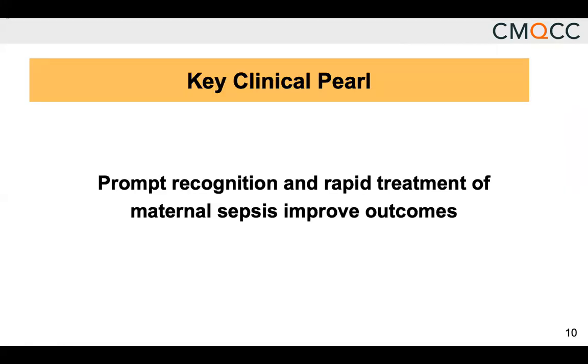The key clinical pearl that you'll hear over and over again is that prompt recognition and rapid treatment of maternal sepsis improves outcomes. The actions outlined in the toolkit are consistent with what we've found for other preventable causes of maternal morbidity and mortality.